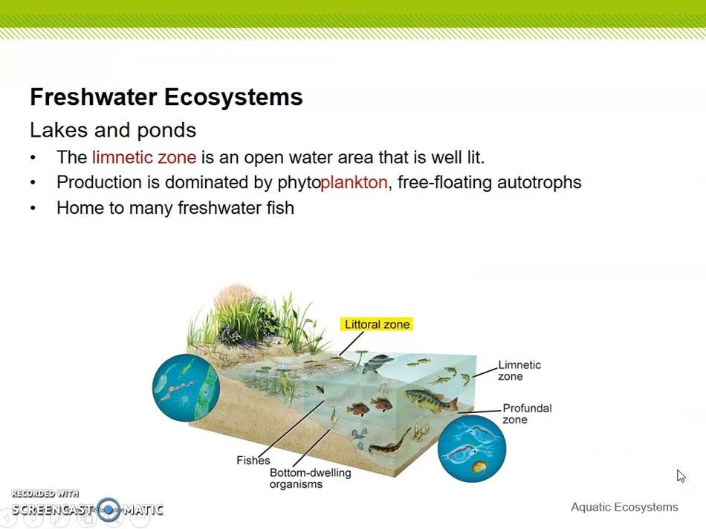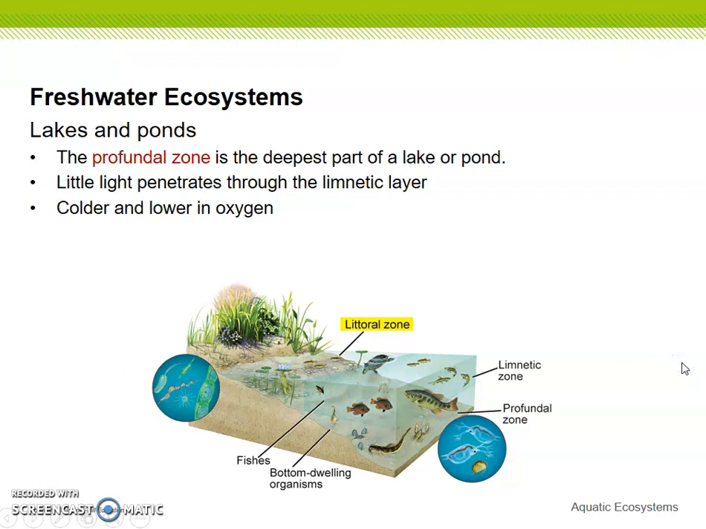The limnetic zone is an open water area that is well lit. Production is dominated by phytoplankton, which are free-floating autotrophs. So they're plants that just kind of hang out in the water like algae. And this is home to many freshwater fish species. So you'll see that the limnetic zone is this right here, where we can find the fish.